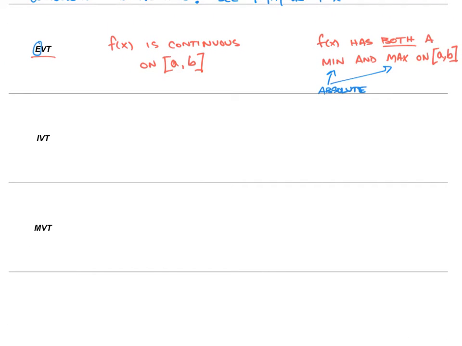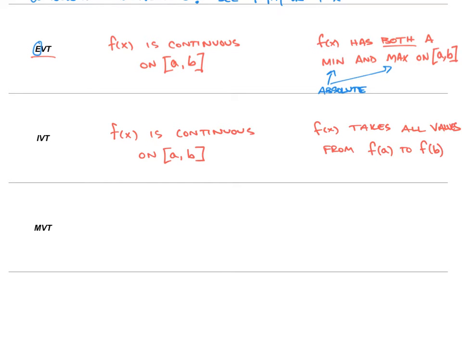For IVT, the I stands for intermediate, for the intermediate value theorem, the conditions required are this. That's the exact same condition we had for the extreme value theorem. Now, what does the intermediate value theorem tell us? It tells us that f of x takes all values from f of a to f of b. So if we have a function, let's do a quick little graph here. If we have a function and it is continuous on a closed interval from a to b, then that function takes all values from f of a to f of b.